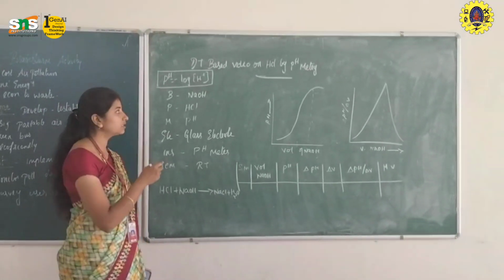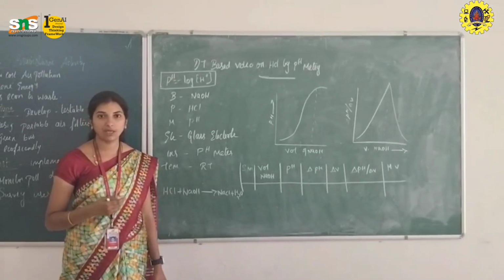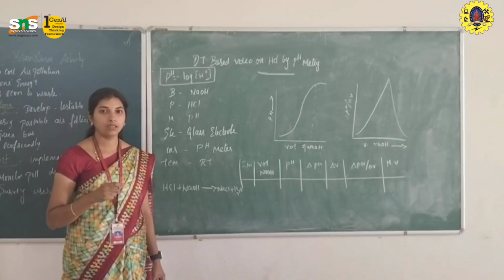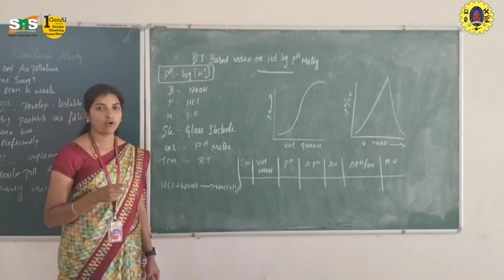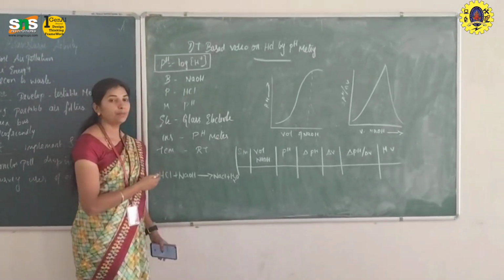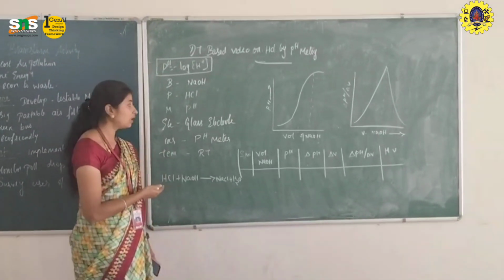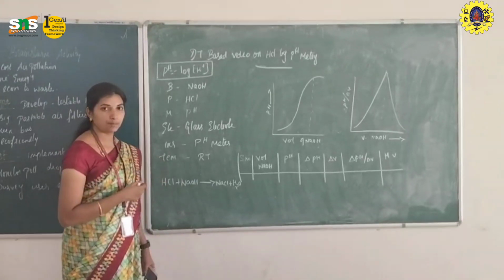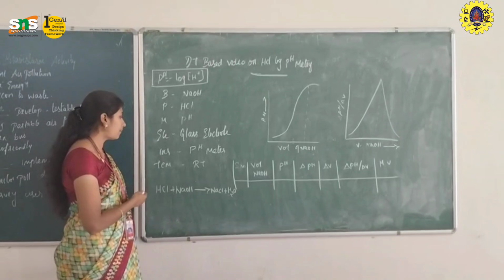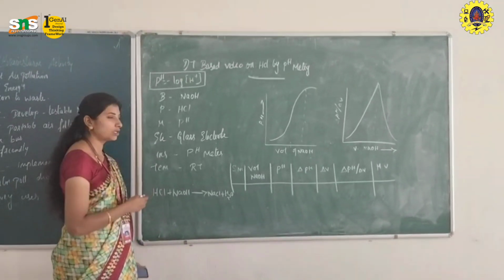So in this experiment we are determining the strength of HCl by using a pH meter. We are going to determine the pH of the HCl solution. For that we are taking a burette solution of sodium hydroxide and a pipette solution of HCl. The instrument is a pH meter, the electrode is a glass electrode, and the temperature is room temperature.